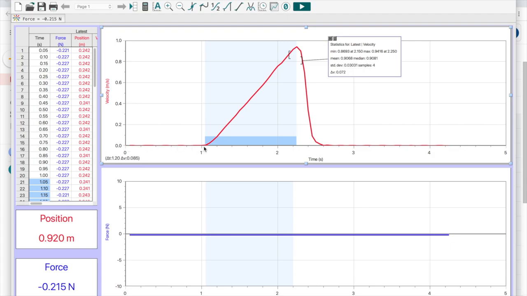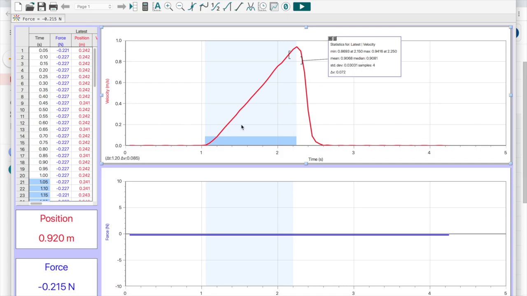Because the cart on the incline experienced a constant force going downhill, the cart moved with a near constant acceleration, as shown by the straight line on the velocity versus time graph. And then to get information, I clicked and dragged to highlight a little bit of the velocity versus time graph, and I just had Logger Pro tell me the statistics for this area, and what I care about here is the max. The max velocity value is what I would plug in for my final velocity.